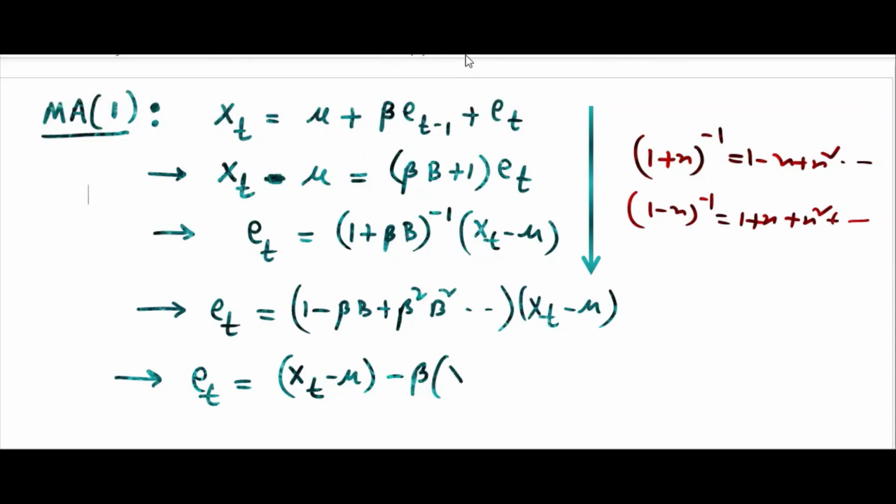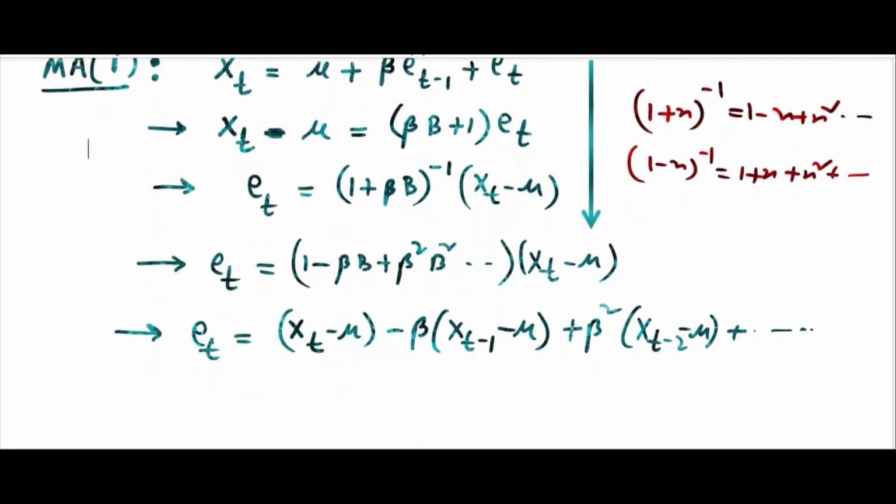B of xt is xt minus 1, because we don't want any operator. B of mu is mu, that way. Then plus beta square B square xt minus mu, that is xt minus 2 minus mu, it will continue. So xt minus mu minus beta (xt minus 1 minus mu) plus beta square (xt minus 2 minus mu), and all that. Now this will be possible.